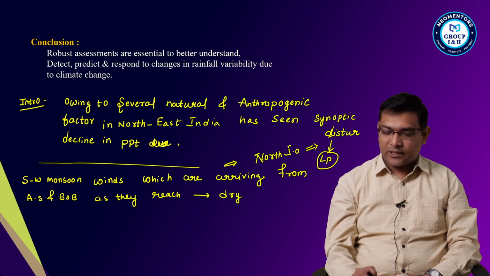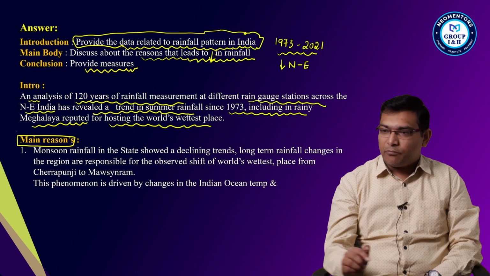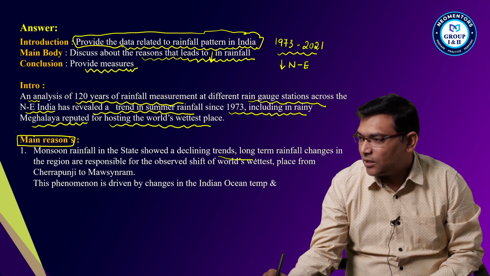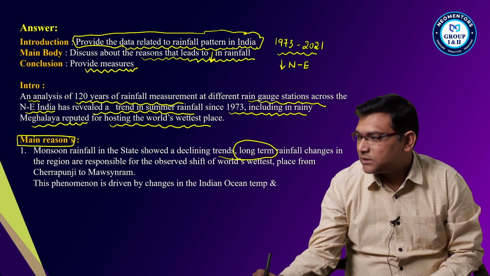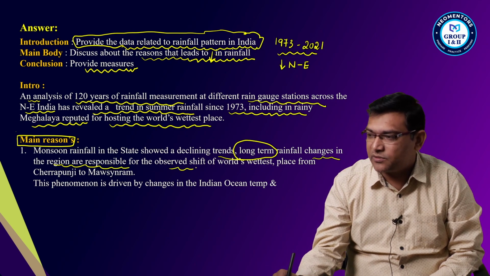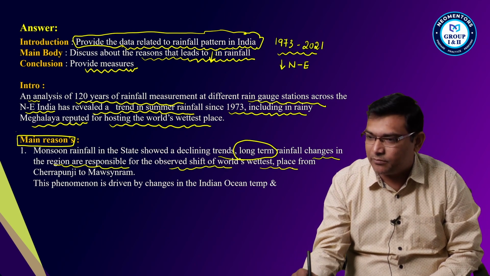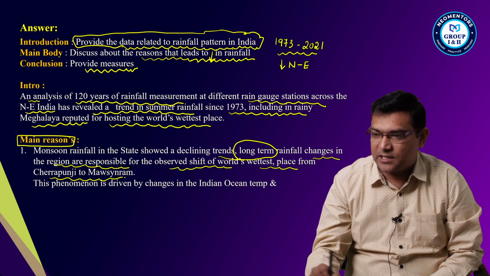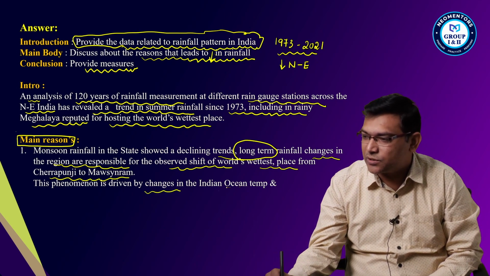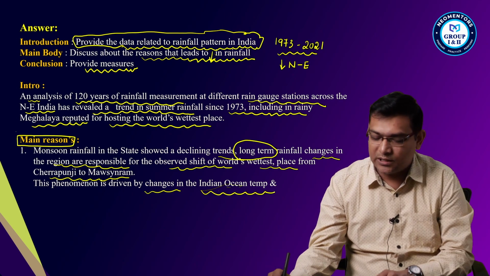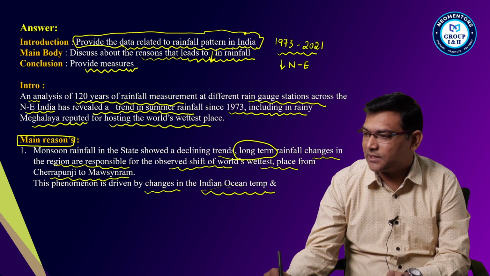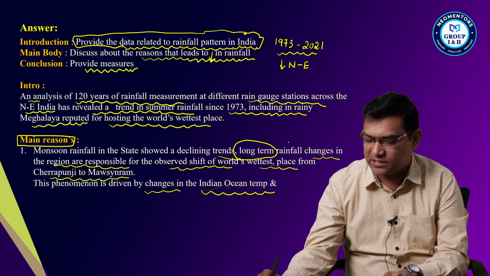Now we will see that monsoon rainfall in the states has shown a declining trend. Long term rainfall changes in the region are responsible for the observed shift of the world's wettest place from Cherrapunji to Mansinram. This phenomenon is driven by changes in the Indian Ocean temperature, that is, sea surface temperature. It is nothing but sea surface temperature.